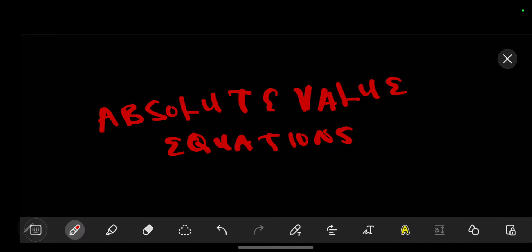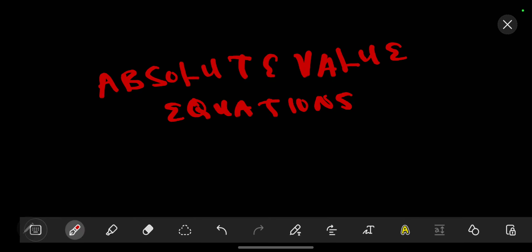So here today we are going to be looking at absolute value equations. So what does the absolute value involve? This is a very simple concept. For example, if you have positive 5, the absolute value of 5 is equal to positive 5. With absolute value, we are taking the positive of 5.